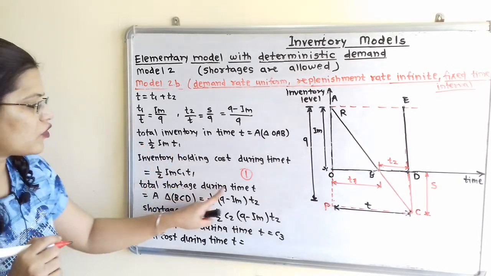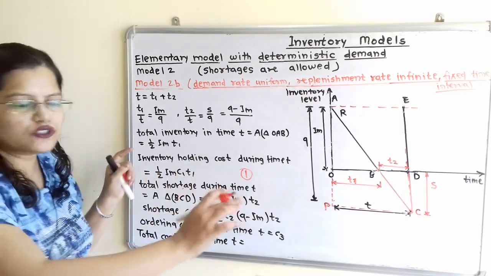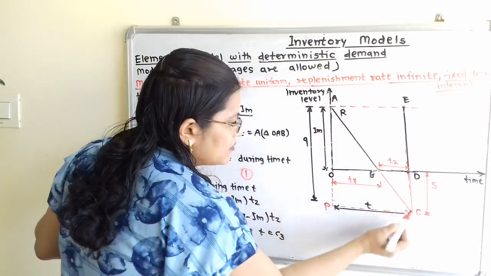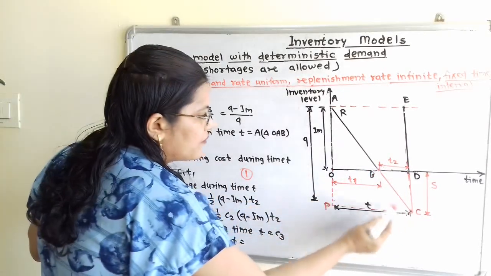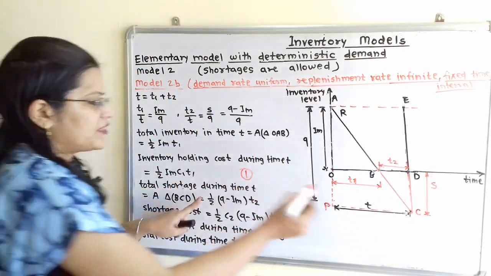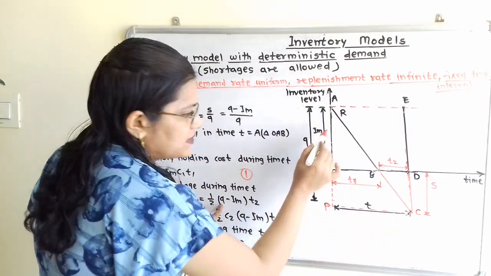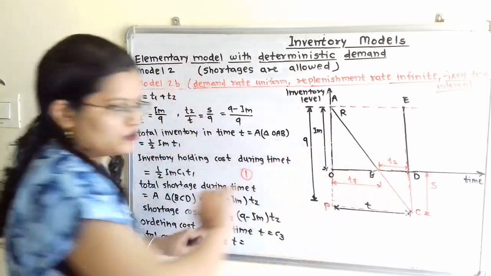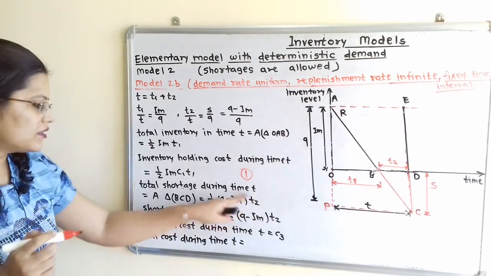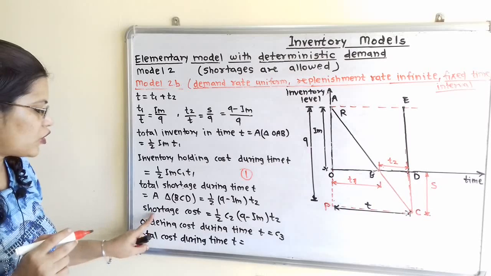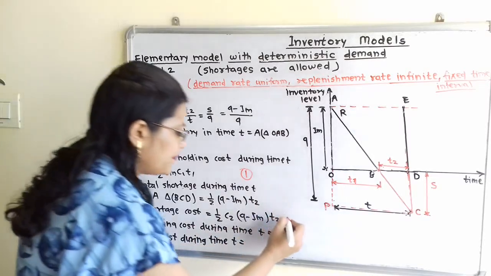Then total shortage cost during time T. Here, first, the total shortage. So how to find out the shortage? Here the area of triangle CBD is nothing but the shortage. I have shown it here with the help of the red marker. So what is this area? That is half multiplied by this height. So height is Q minus Im, multiplied by this T2. So instead of S we will write Q minus Im. Then multiply this with the shortage cost C2. So shortage cost is equal to half into C2 into Q minus Im into T2. So here will be equation number 2.